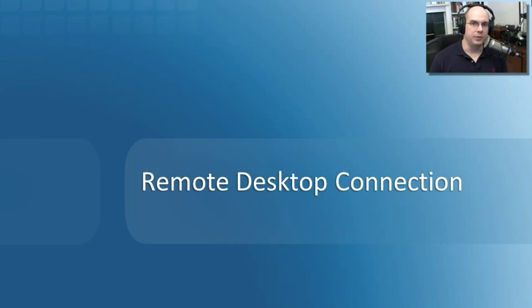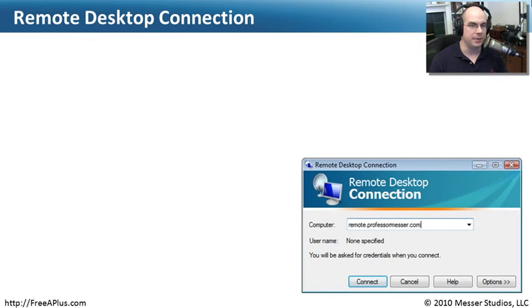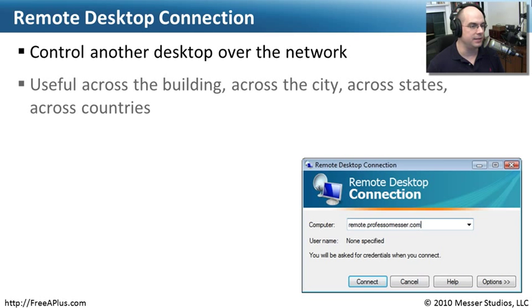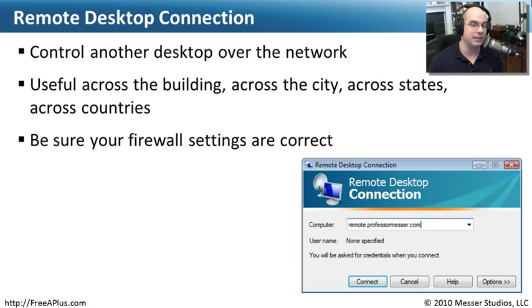Another extremely useful utility to have is the remote desktop connection. I use this functionality all the time because what this allows me to do is control another person's machine over the network. I may not even be anywhere near that particular device. It may be in another state, another country, but I'd still be able to access it from my desktop. It really doesn't matter where it is as long as it's connected to the network.